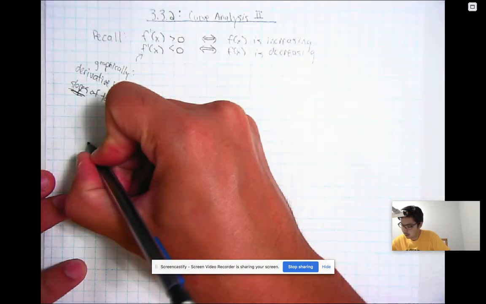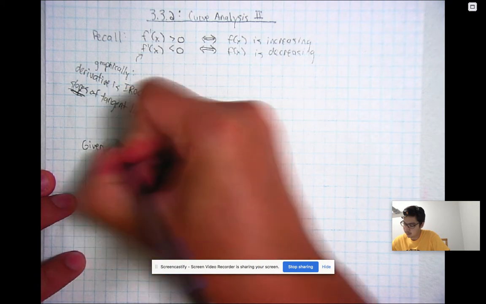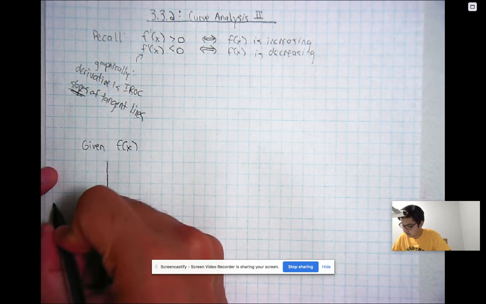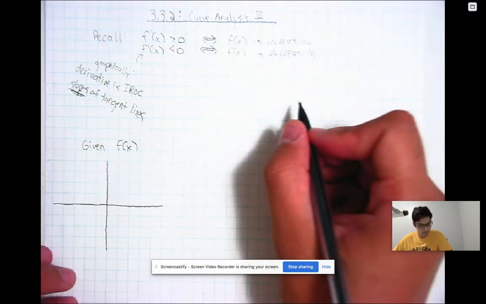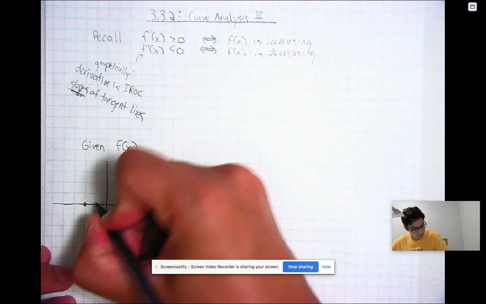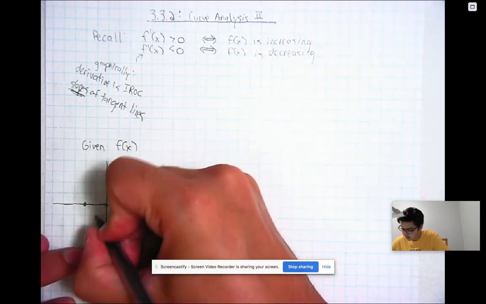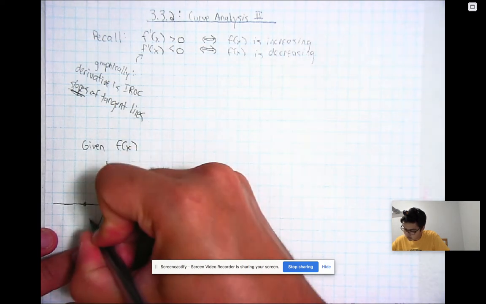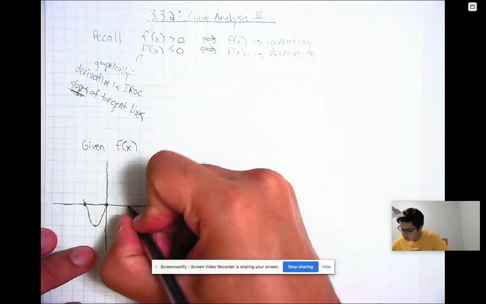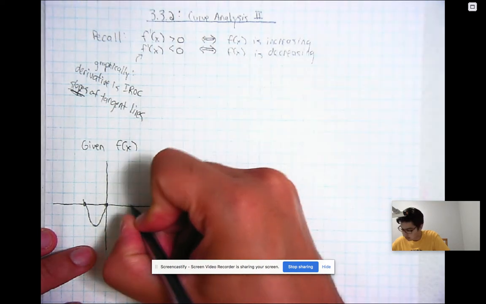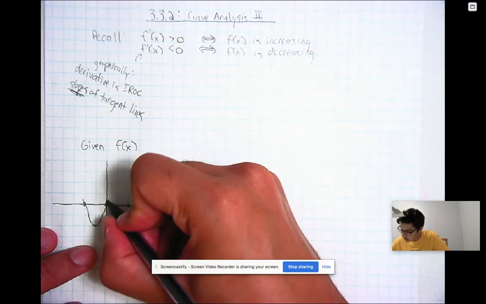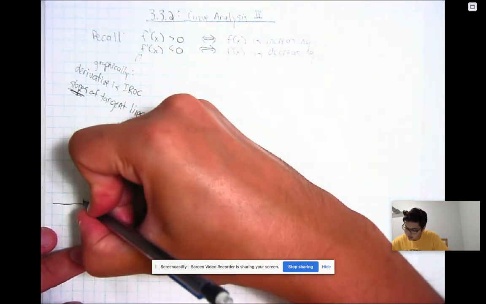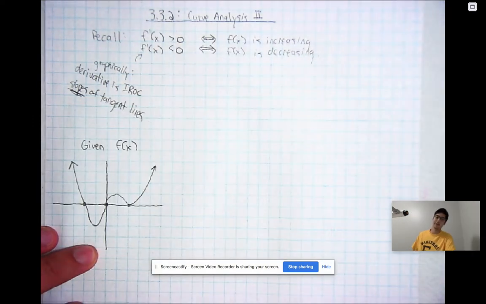So let's say we're given f of x, and I'm going to draw a graph off to the side here, drawn in a certain way that allows us to get some key points from it. I have it go up here, bounce off, and come up. All right. So let's say we have f of x that looks like the graph I drew there.